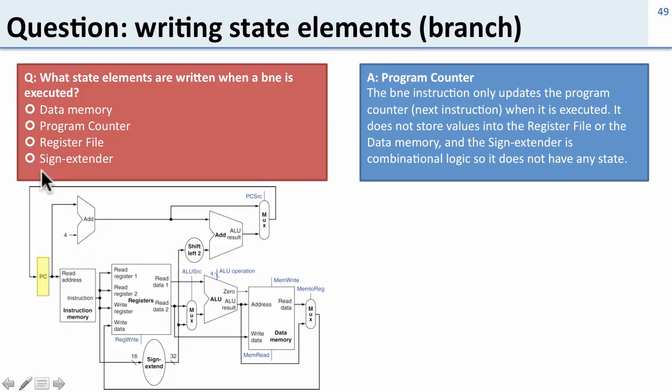You should also keep in mind here the sign extender, this isn't even a state element. So this doesn't store state, it just takes its input and uses combinational logic to process it.